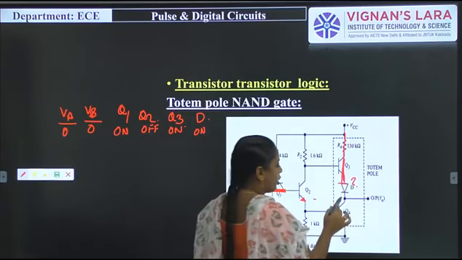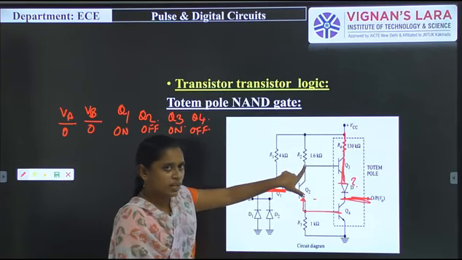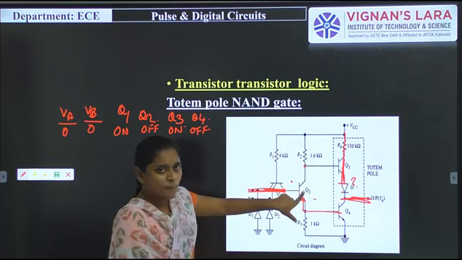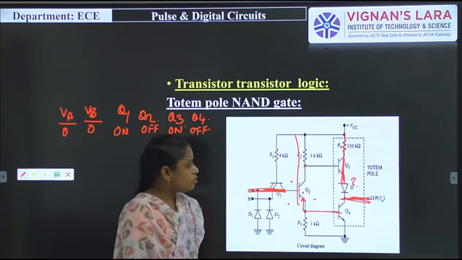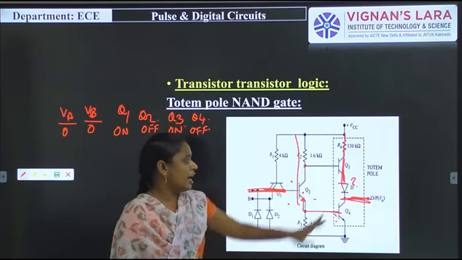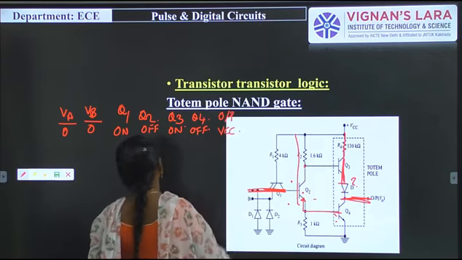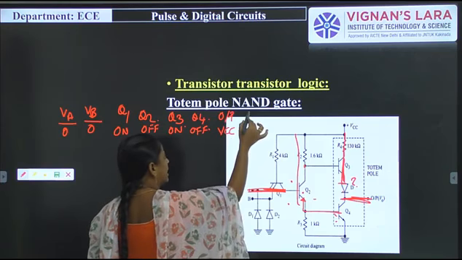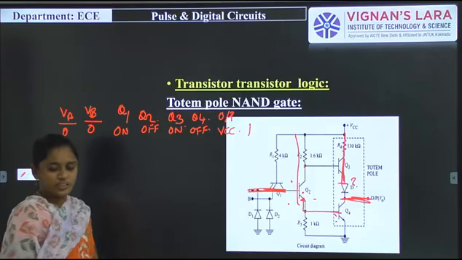Why is Q4 in off condition? Because transistor Q2 is in off condition, obviously we can say the voltage here will be VCC, so it can be replaced with an open switch. That's why this VCC voltage does not reach the emitter side. So transistor Q4 is in off condition and the final output voltage will be VCC. So when the input is 0, 0, the output of the NAND gate will be 1. That is the first condition.